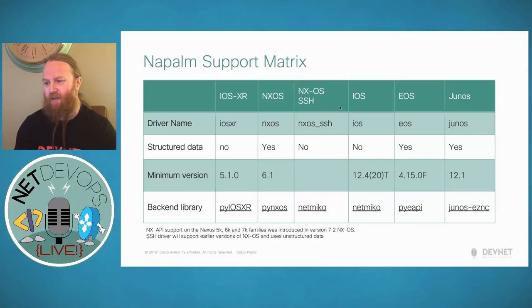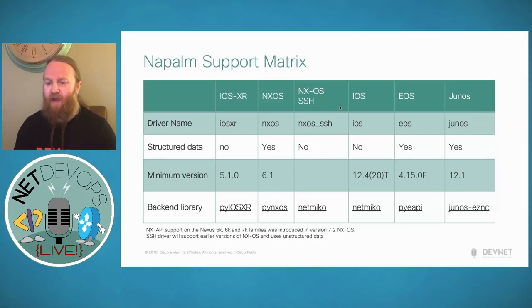NXOS is 6.1. That's the same for NX-OS SSH. IOS is 12.4, and then so on through EOS and Junos. And then right at the bottom there, you'll see the backend libraries. We'll see a little bit of the backend libraries when we go into the code for how NAPALM actually interacts with the devices themselves.